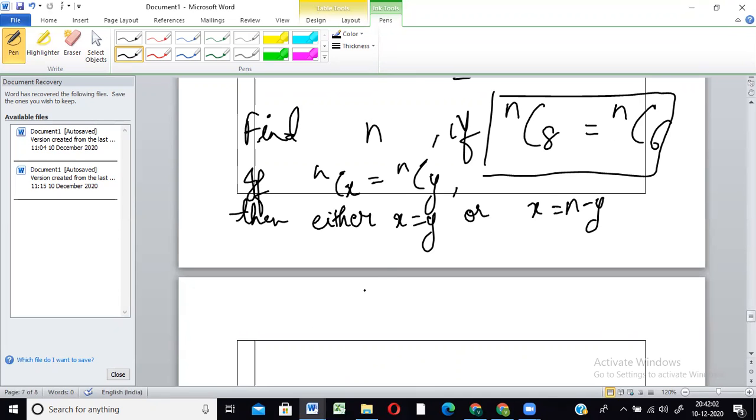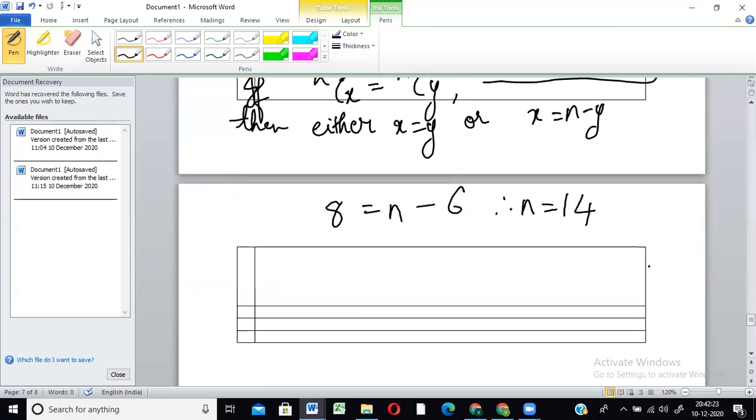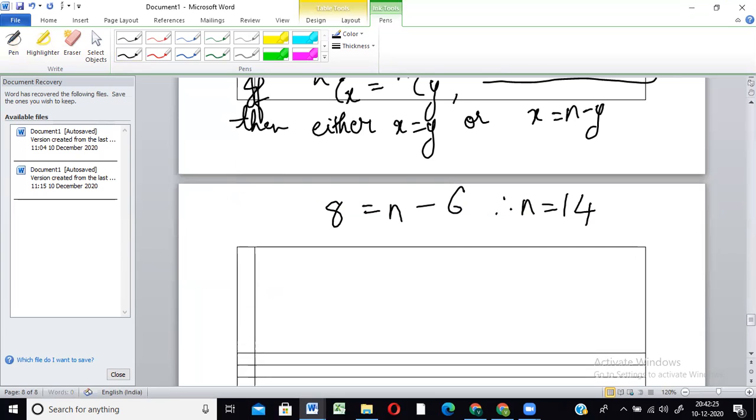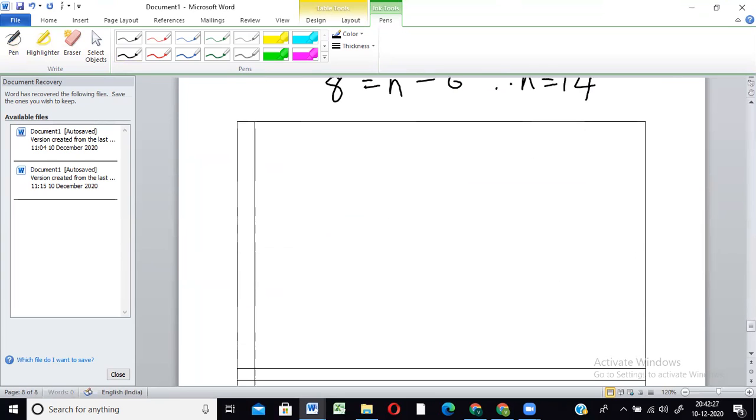So x will be equal to n minus y. That is nothing but in place of x we have 8, in place of y we have 6. So that will be equal to n minus 6, right? Therefore we have the value of n as 8 plus 6, so that is equal to 14. So you have to remember all these properties in your mind. Only then you will be able to apply these properties in the sum, and then it should strike you which property you have to use.